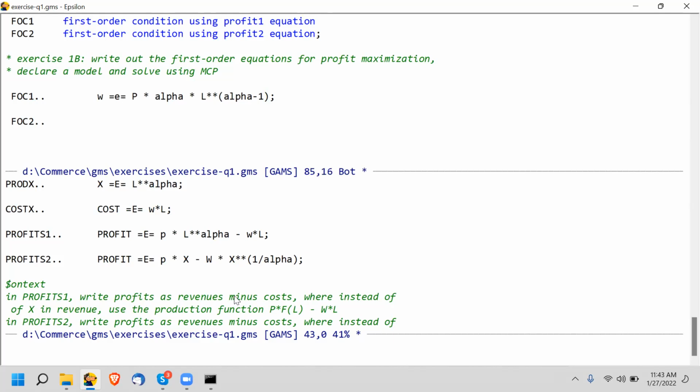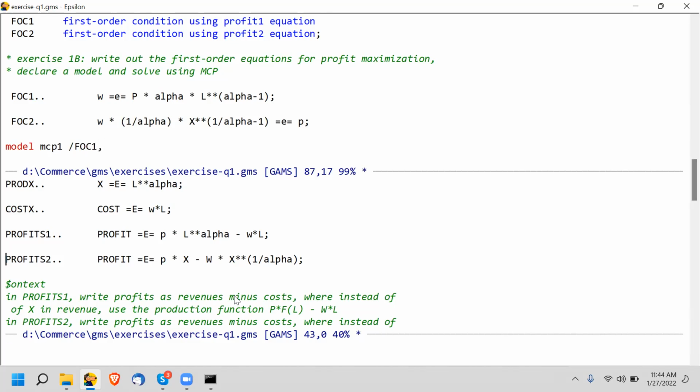And then the other side, the X thing, is going to say W times 1 over alpha times X star star to the 1 over alpha minus 1. That's got to be equal to P. Makes sense, right? And then we'll say model MCP 1, and that's going to have FOC 1.